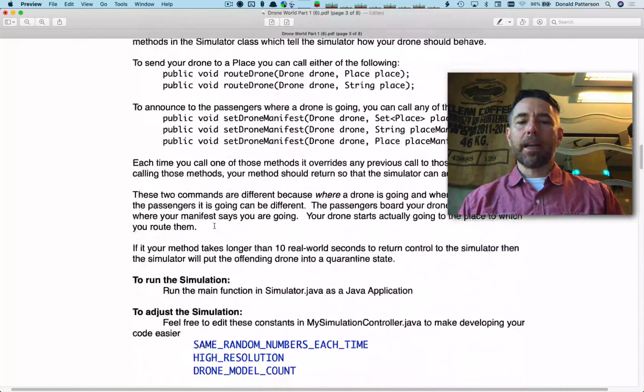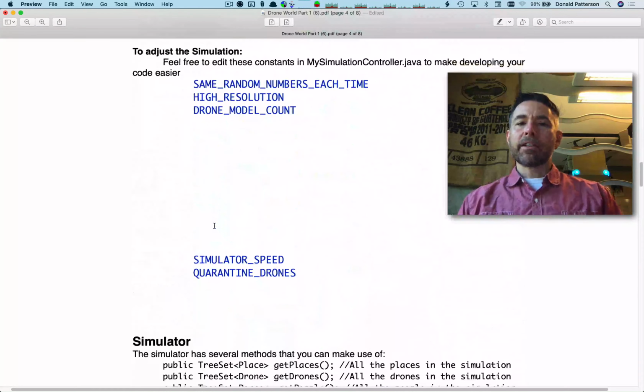So if you go back up to the top here, you can see that there are some things that you can change in the simulation to make it easier to develop with. Now, these aren't things that are going to change your behavior, but they're going to change the way you watch it. So you can set whether or not you get the same random numbers each time. That helps for debugging. You can set whether or not you want to work with high resolution models.